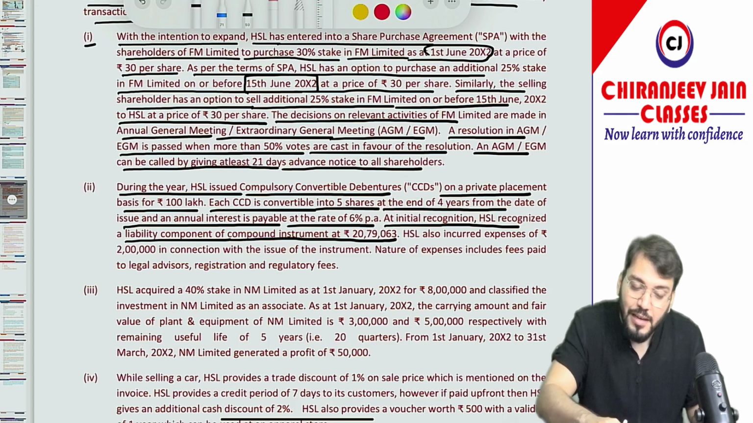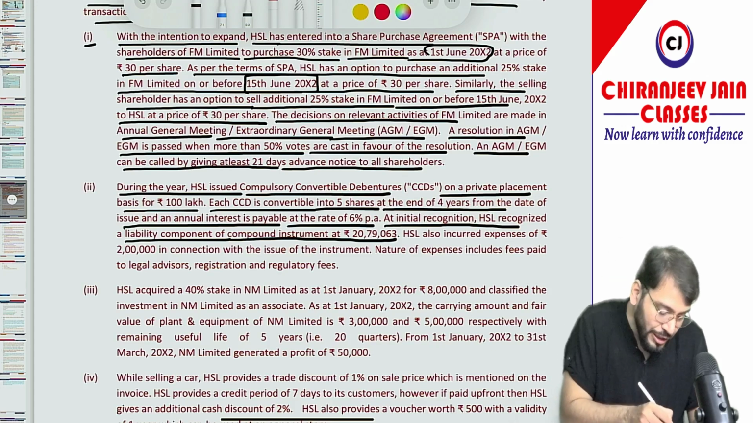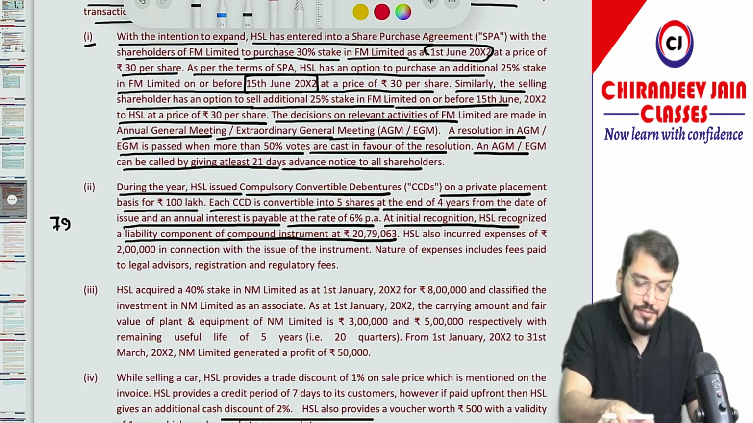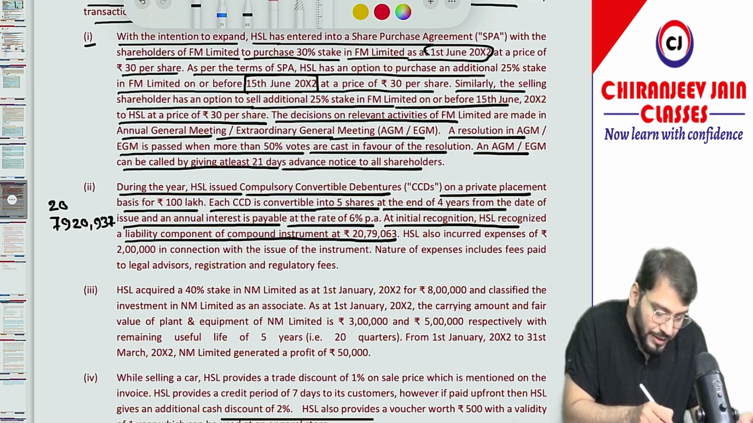Let us check. 100 lakh minus 20 lakh 79,063 is equal to how much? The equity component becomes 79 lakh 20,937, and the liability component is 20 lakh 79,063.